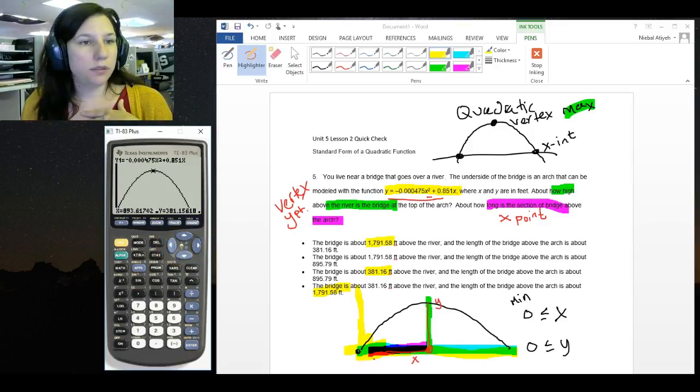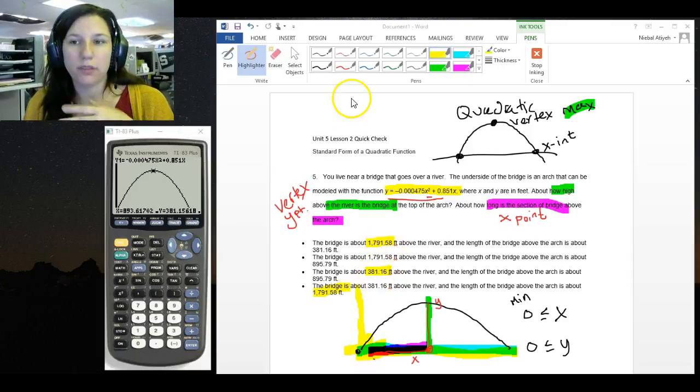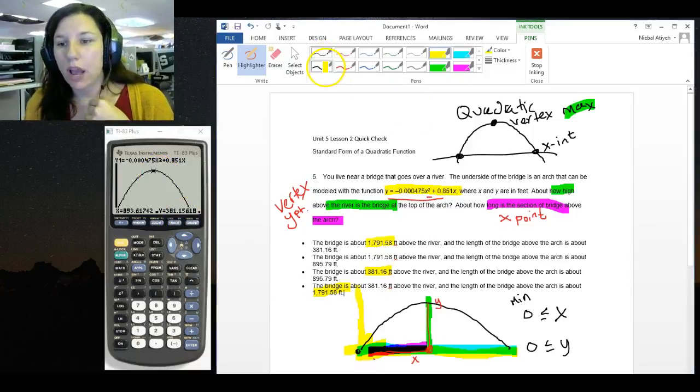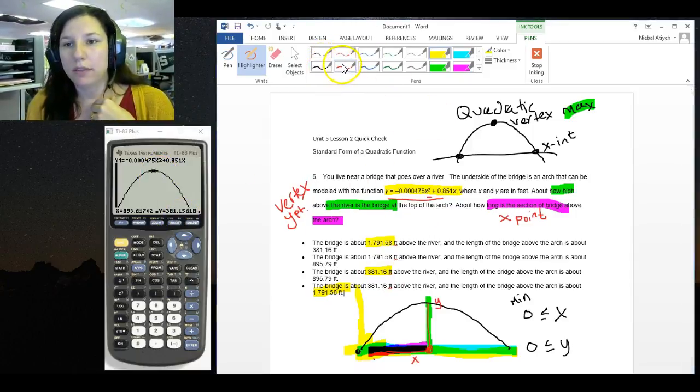So what do we notice now that we're looking at the trace button? Where is our vertex? It looks like the Y is 380 something. And again, if you peek at your multiple choice, it's 381.6 is really what they're rounding it to. That's the height. So let's look at our options, and I want to cross some stuff out.